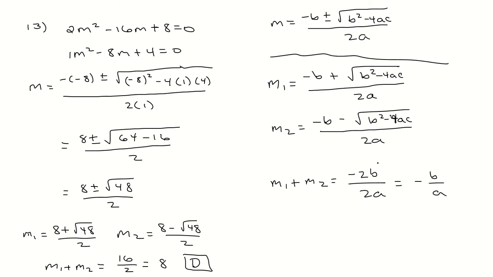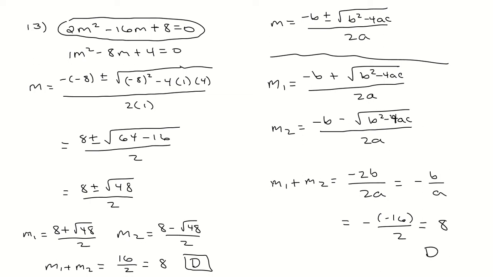The 2's will cancel, leaving me negative b over a. Now, people don't like to memorize the quadratic formula in the first place, and then to add one more thing into it. But if you happen to know, the sum of the two answers will always turn out to be negative b over a. So if I just kept it right from the beginning, I could have just said, oh, well, first solution plus the second solution is going to be negative the b value, which is negative 16, over a, which was 2. 2 negatives make a positive, and 16 over 2 is 8. And I would be done if I happened to have that formula memorized.